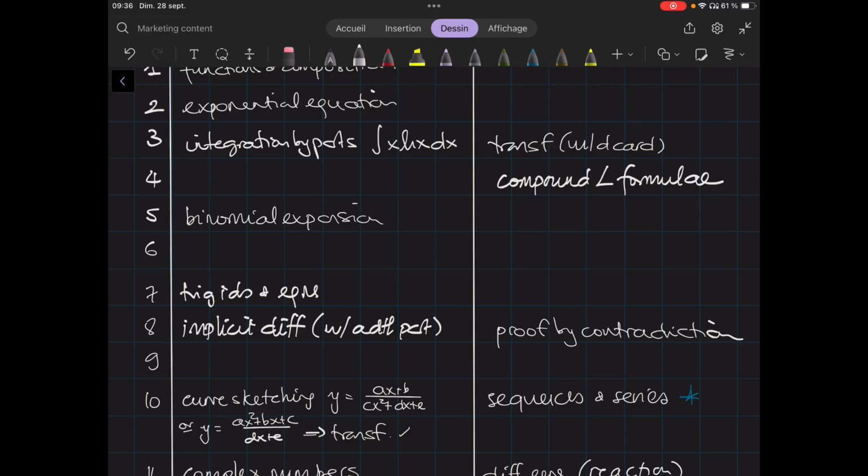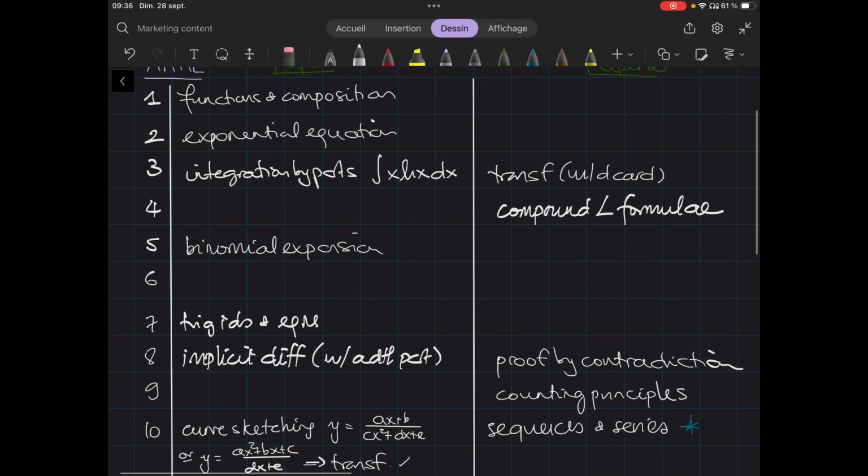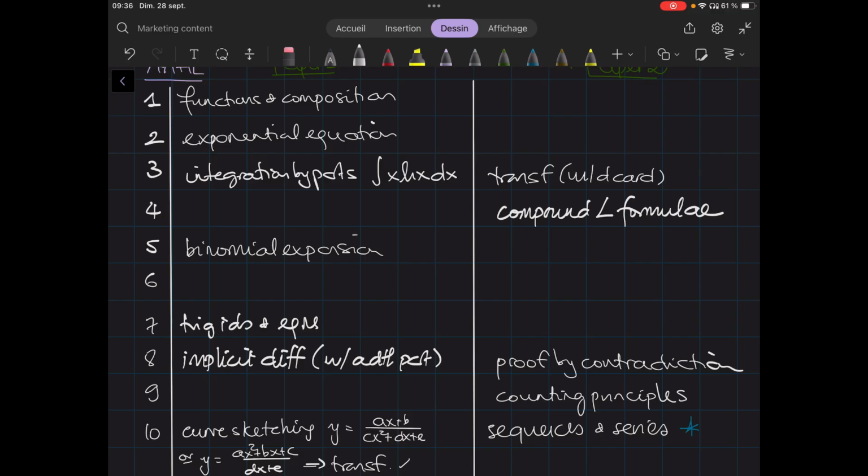Good. Counting is gonna go at question 9. I want to give them a very hard counting question. So by counting principles, we mean permutation and combinations, or you may have heard of it referred to as combinatorics. Three more to go.